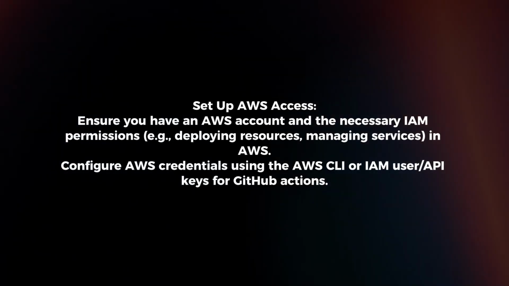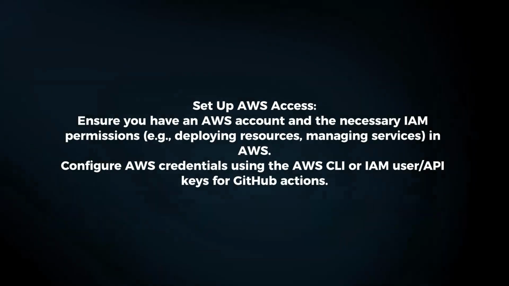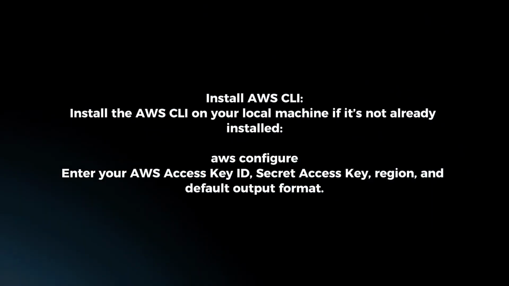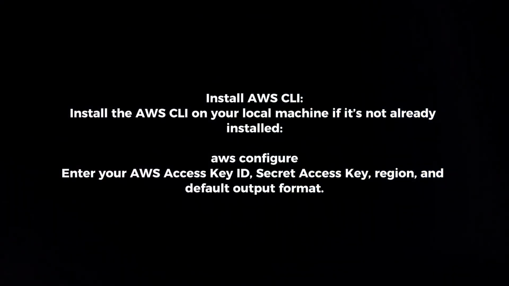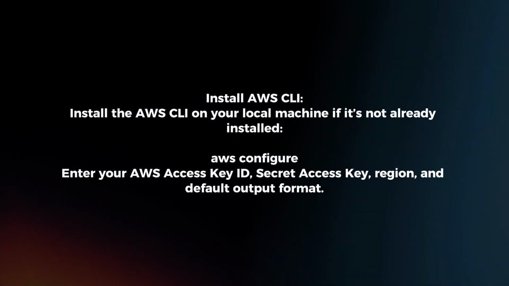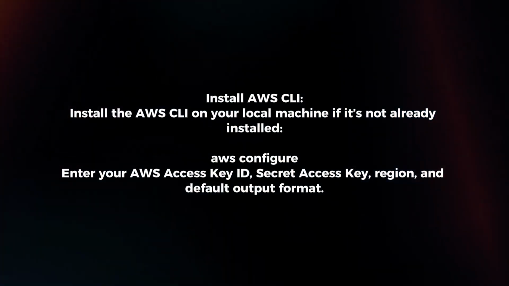Configure AWS credentials using the AWS CLI or IAM user API keys for GitHub Actions. Install AWS CLI. Install the AWS CLI on your local machine if it's not already installed. Enter your AWS access key ID, secret access key, region, and default output format.